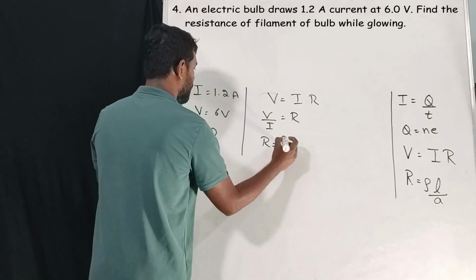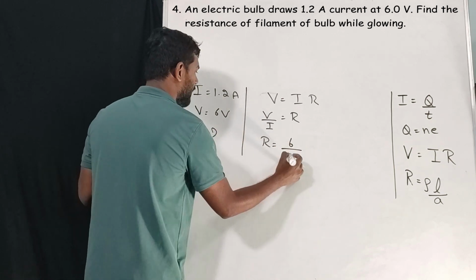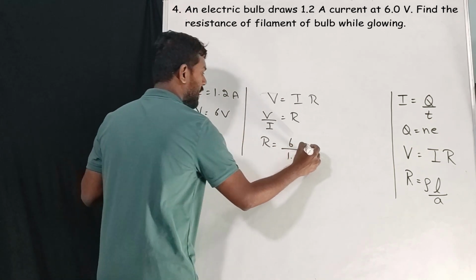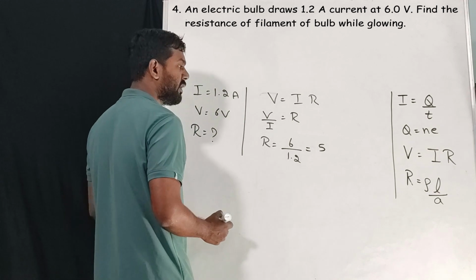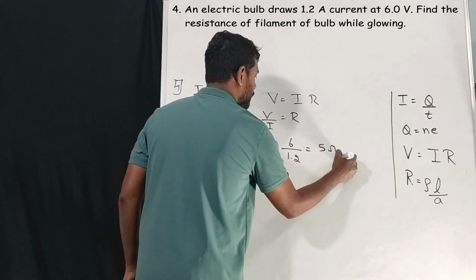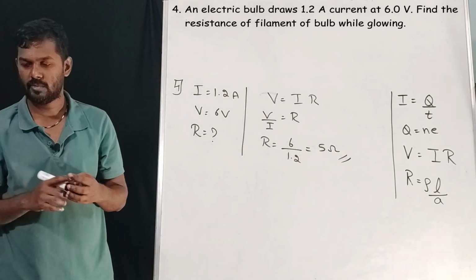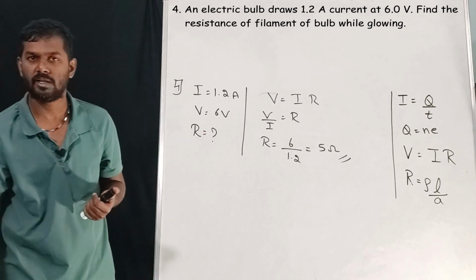R is equal to, what is the value of V? That is 6 divided by 1.2. The answer will be 5. What is the unit of resistance? That is ohm. That's it. See, substitute, get the answer easily.